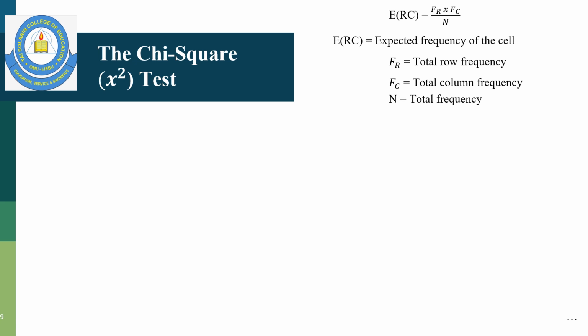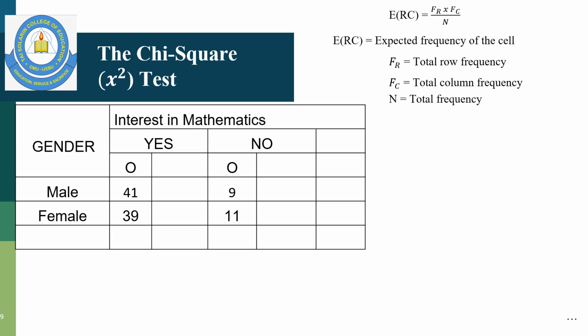To calculate the given example, we are going to determine the expected frequency. To determine the expected frequency, we use the formula FR times FC all over N, where FR is the total row frequency, FC is the total column frequency, and N is the total frequency. So the first thing we are going to do is determine the total row frequency for male and female, and the total column frequency for yes and no.